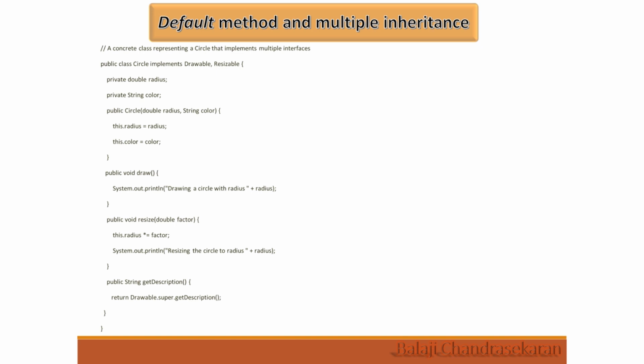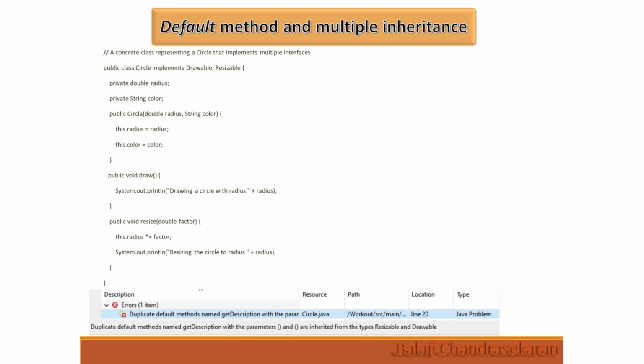It also overrides the getDescription method to provide a specific description for a circle. If we remove the getDescription method in the Circle class, we will get a compilation issue like: duplicate default methods named getDescription with the parameters are inherited from the types Resizable and Drawable.